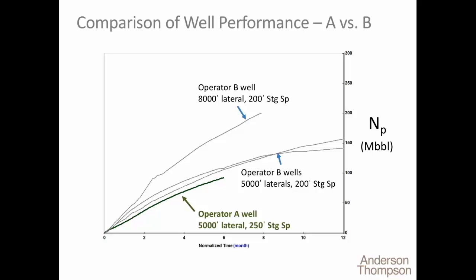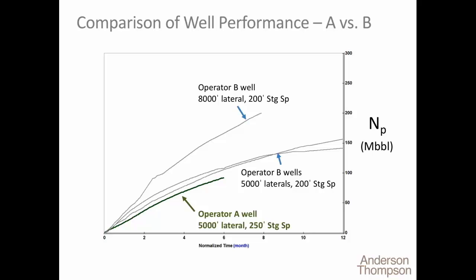And here we can see the operator A well being the underperformer. And you can see that it was drilled with a 5,000-foot lateral with 250-foot stage spacing. But operator B decided to be more aggressive with their completion and their stimulation design, and they put their stages closer together. So there's more frac density for operator B, but the laterals were roughly the same.